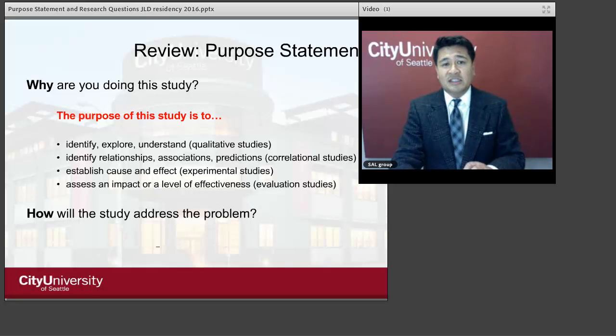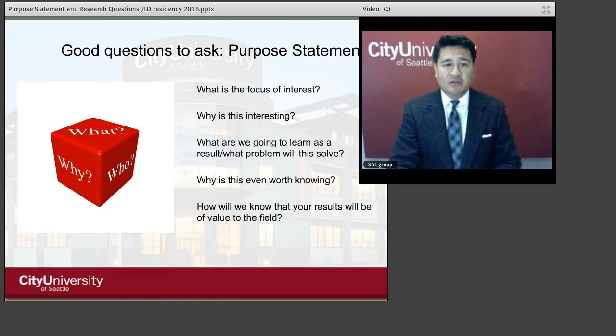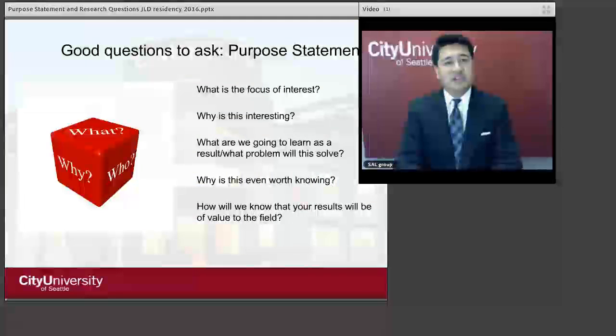Importantly, how will this study that you're going to do address the problem that you've defined? What's it going to do? It's the question that says, that's great that you have a problem. So what? What are you going to do about it? Good question to ask. The more tips on the purpose statement is, what's the focus of interest?